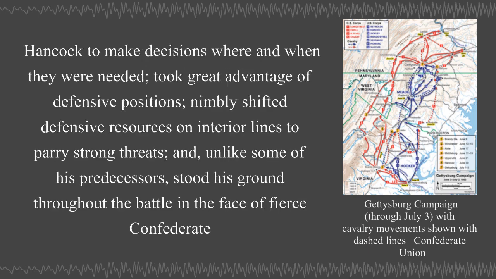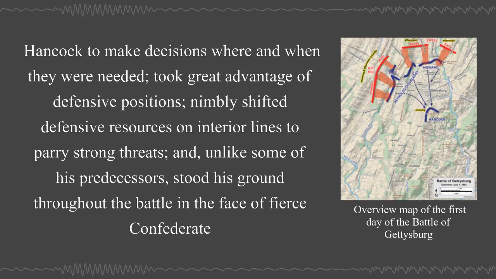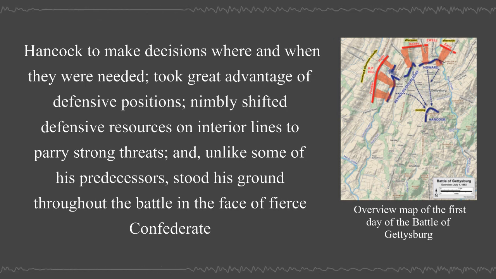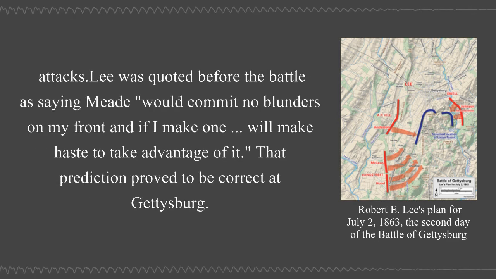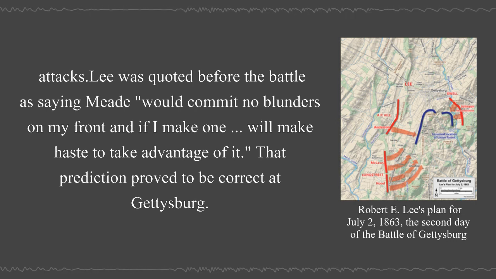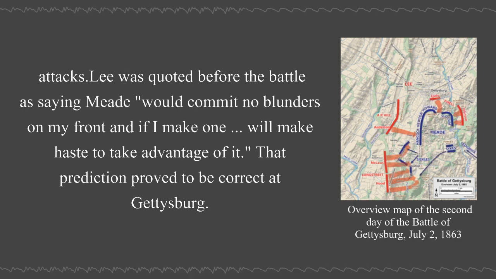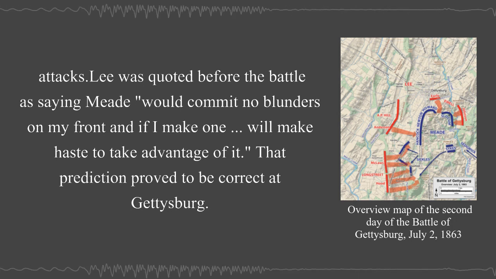Hancock made decisions where and when they were needed, took great advantage of defensive positions, nimbly shifted defensive resources on interior lines to parry strong threats, and unlike some of his predecessors, stood his ground throughout the battle in the face of fierce Confederate attacks. Lee was quoted before the battle as saying, "Meade would commit no blunders on my front, and if I make one, will make haste to take advantage of it." That prediction proved to be correct at Gettysburg.